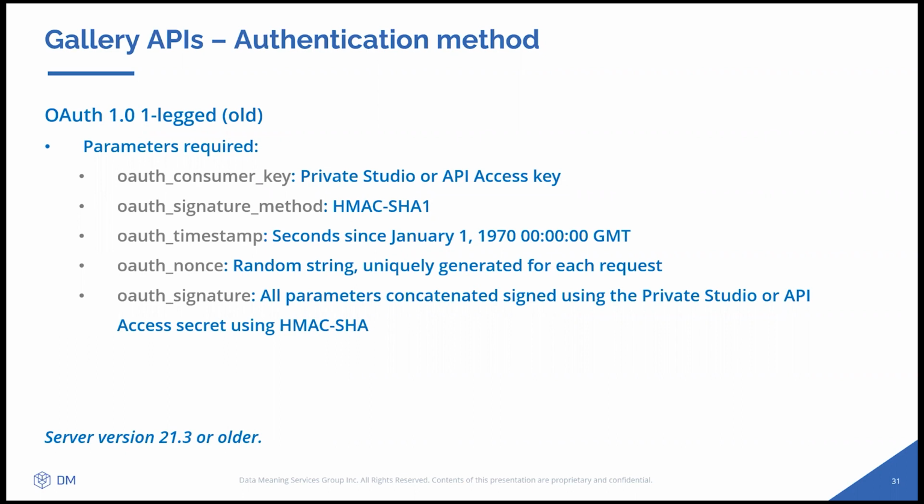For OAuth 1.0, it is what we call one-legged authentication, and it requires all this information. You see the auth consumer key, signature method. So you need to send all that information in order to authenticate using 1.0. But this is not that simple to do.